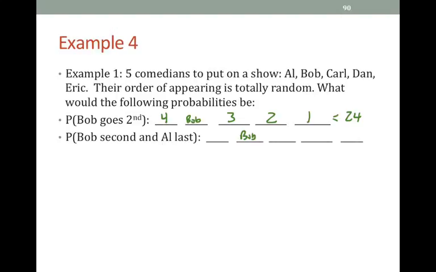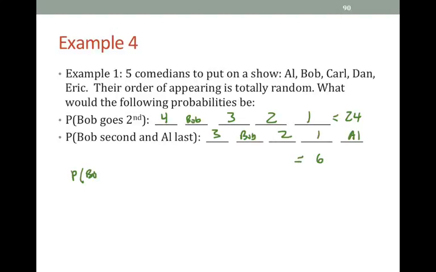Okay, so I'm going to go ahead and set up the favorable outcomes for the next one, and then we'll do the probabilities. In the second one, we have the probability of Bob being second and Al being last. So we're going to nail those down. We have Al in the last slot, Bob in the second. So how many different combinations could we get now? Well, we have 3 choices for the first slot, 2 for the third, 1 for the fourth. So we get 6 possibilities.